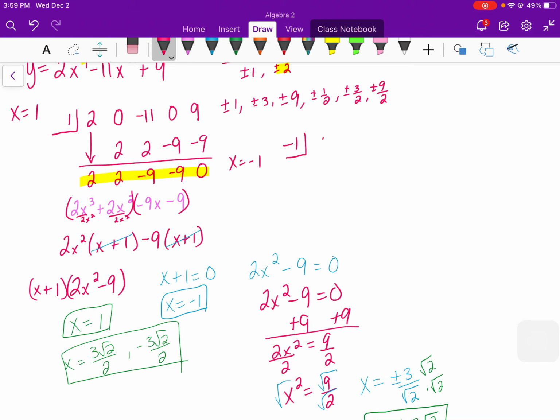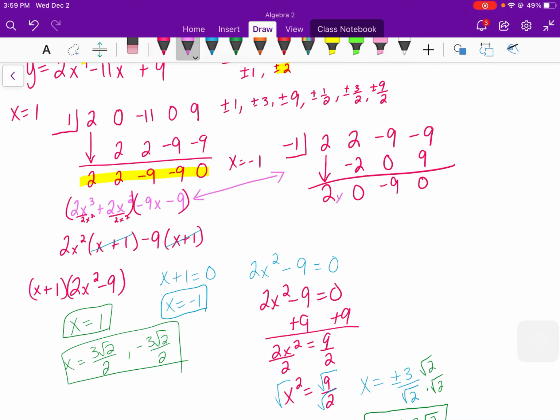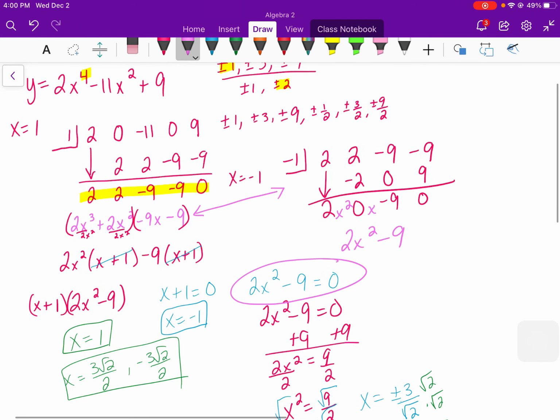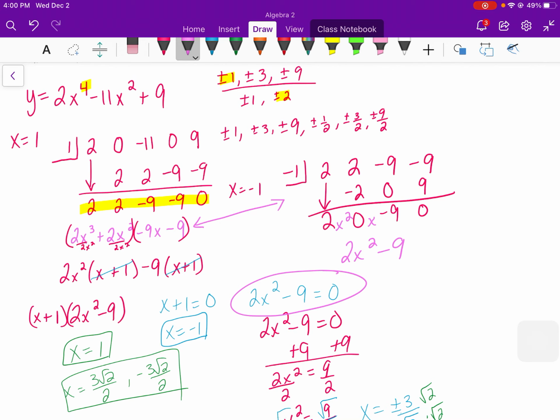So I'm going to take that cubic function, the 2x cubed, 2x squared, negative 9x, and negative 9, and I'm going to plug in the negative 1. So I'm going to drop down the 2, multiply negative 1 and 2 is negative 2, add, I get 0, multiply, I get 0, add negative 9, negative 1 times negative 9 is 9, negative 9 plus 9 is 0. Since I went from a cubic function, this would be an x squared, and this would be an x. So then I get 2x squared minus 9, and then I'm back down to this step where I could just solve that for x.